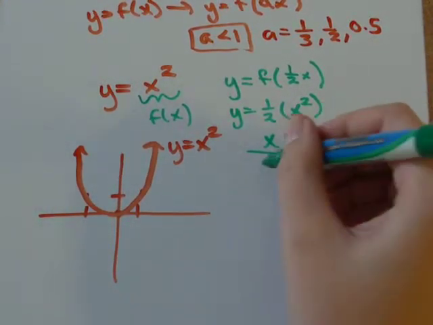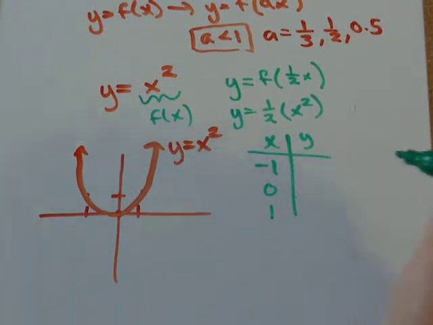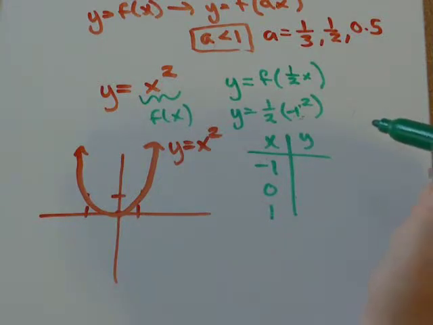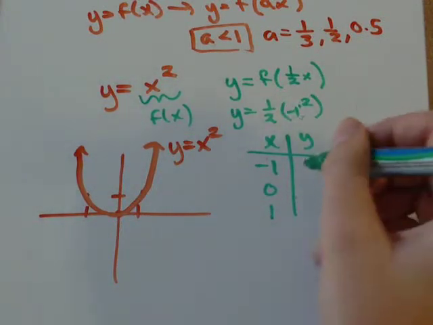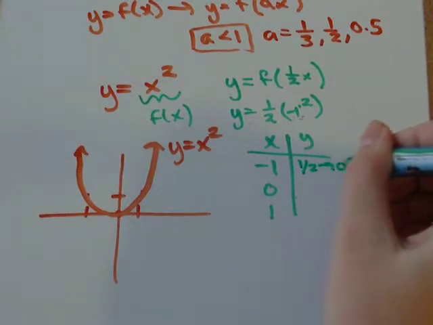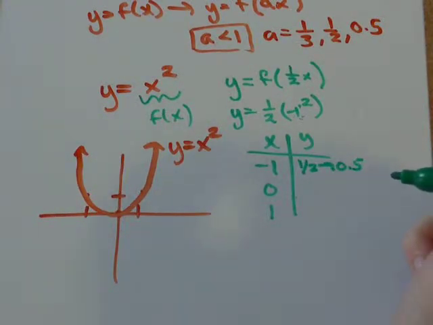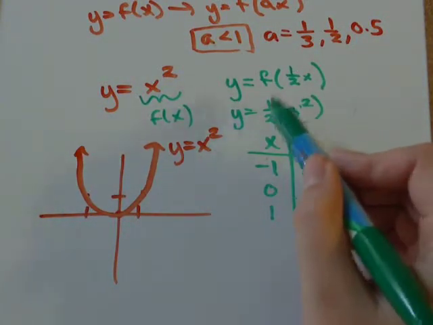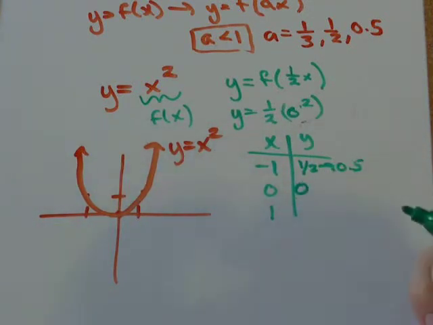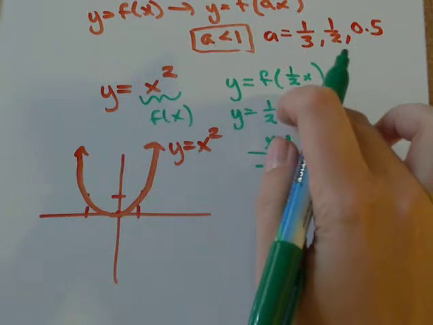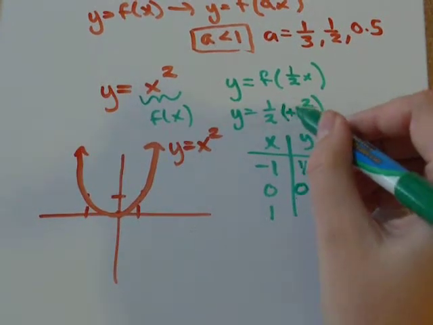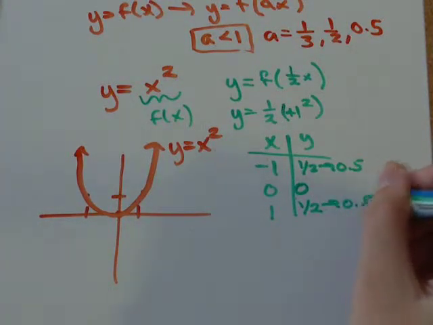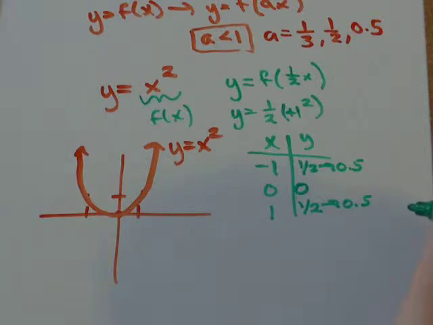So let's make a little xy chart. X is negative 1, 0, and 1. If x was negative 1, we would have negative 1 squared is positive 1, times a half would be 1/2, or 0.5 would be the same thing as the decimal. If x was 0, 0 squared is 0, times a half is also 0. We've got a point at 0, 0. And if x was positive 1, 1 squared is 1, times a half. This one is also a half, or 0.5 as a decimal y value.